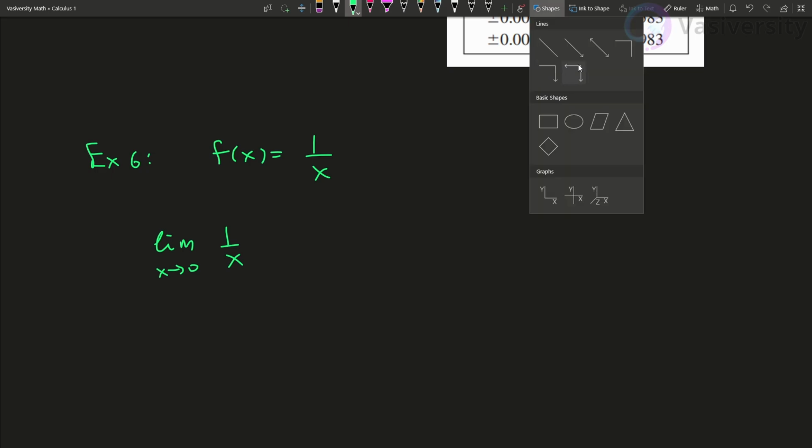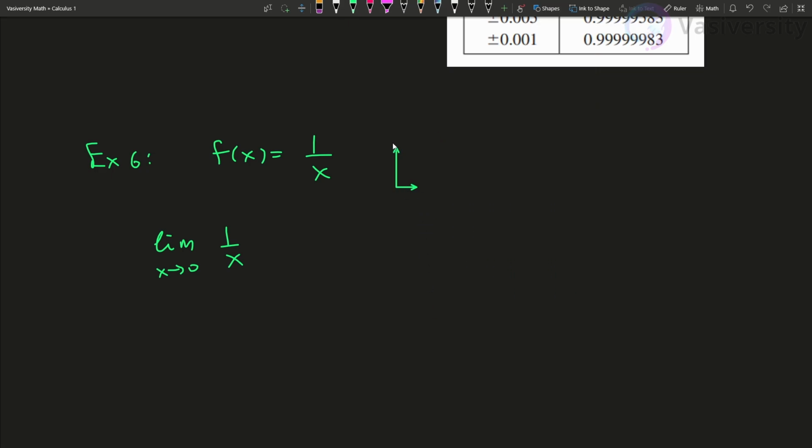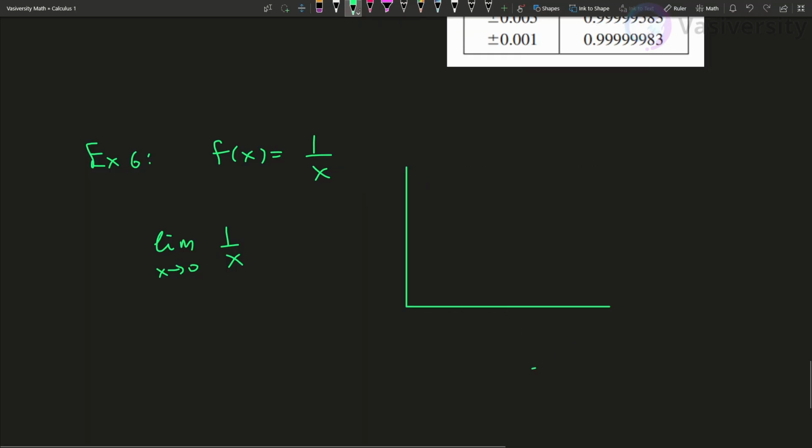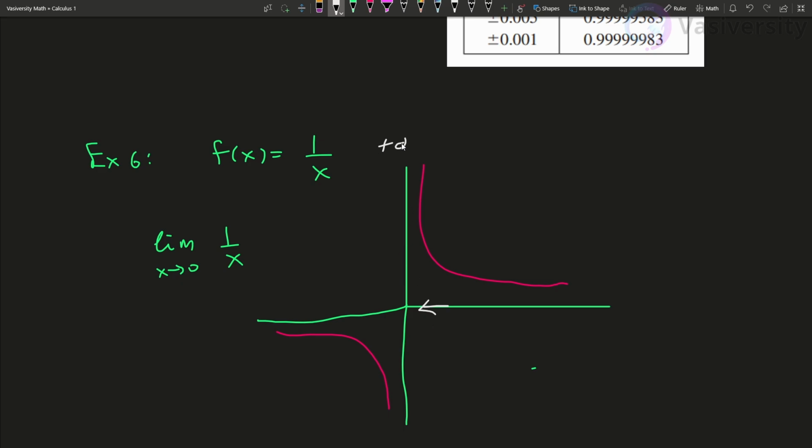If we graph the function, it will be as follows. So 1 over x, we have this part and then this part. As we go from this side right here, what happens? We're going to positive infinity. And as we go from this side, approaching 0, we're going to negative infinity.